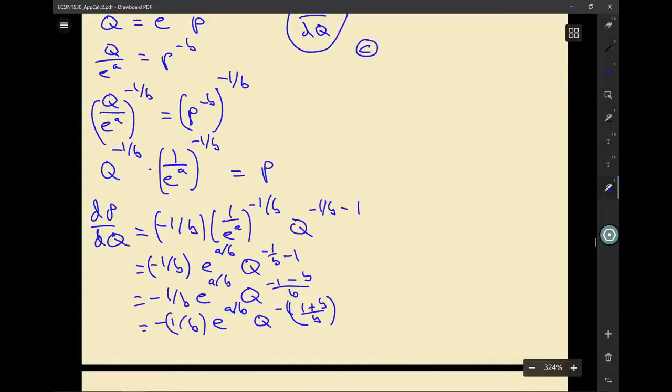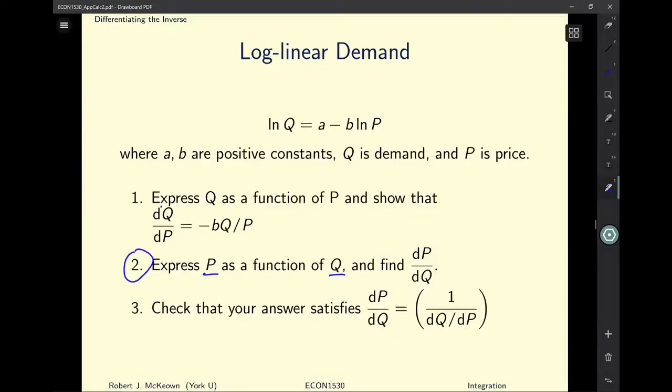So C asks us to show that this is true, that the change in P with respect to Q is equal to 1 over the change in Q with respect to P. That's a very useful expression in economics. Taking the demand function and then finding the inverse demand function is very useful. You're going to see that a lot in second year.